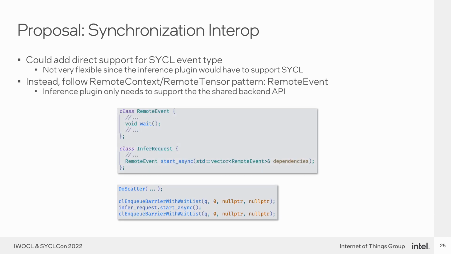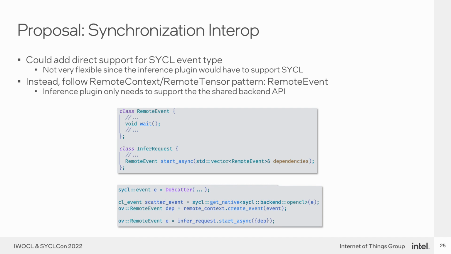Instead, we follow the pattern of the existing OpenVINO Interop API, and so we abstract events with a remote event object that wraps the native backend event type. We also expand the OpenVINO inference request class with a new method that can take a set of dependent events as argument and returns a completion event.